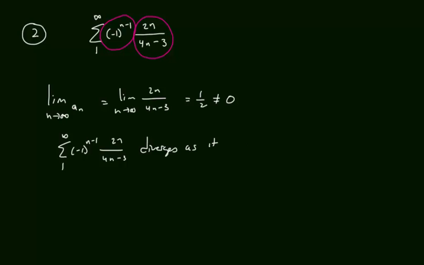as it fails the nth term test. So pretty neat. If the series strictly alternates, then we know right away whether it converges or diverges based on whether or not it passes or fails the nth term test.